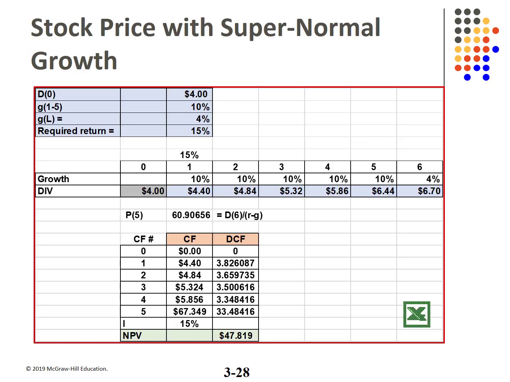This is the same problem laid out on a timeline. Places to be very careful. Use D6 to find P5, then discount P5 back 5 years. This is where a lot of mistakes happen. Once you've laid out the values on the timeline, you can use the cash flow worksheet in your calculator to solve for the stock price. Do not forget to add D5 and P5 to create cash flow 5.